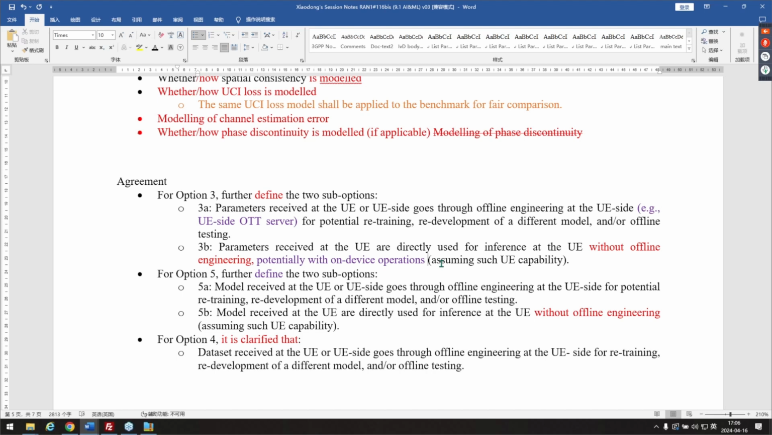Yeah, so we have the next proposal where we talk about even further sub-options of the encoder transfer and decoder transfer. In this proposal, we are simply defining these two sub-options based on whether this is for immediate inference or for offline engineering. Whether this is encoder or decoder comes in separately.